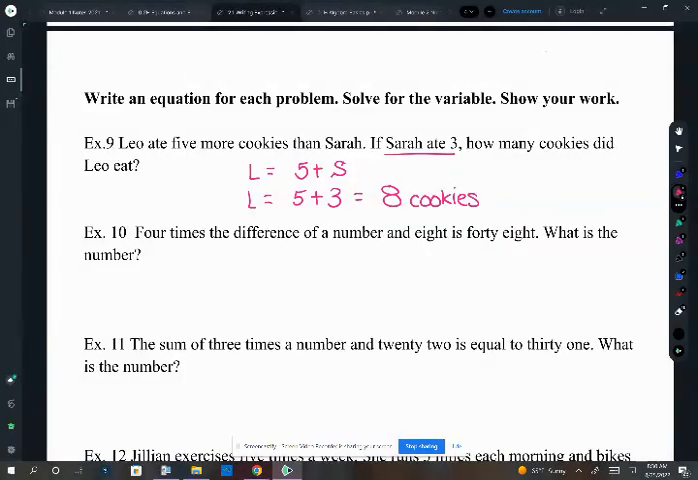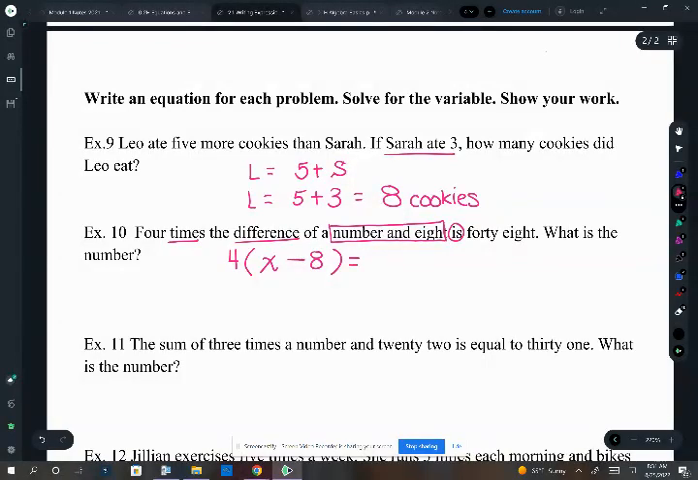It says 4 times the difference. Remember, 4 times means we're going to multiply something. And because it says the difference, we're going to subtract 2 things. So the 4 out in front is multiplied by 2 things that are subtracted. We've got these keywords: a number, which is our unknown, I'm just going to call it x, and 8. These go inside our parentheses. And then it tells us that it equals 48.